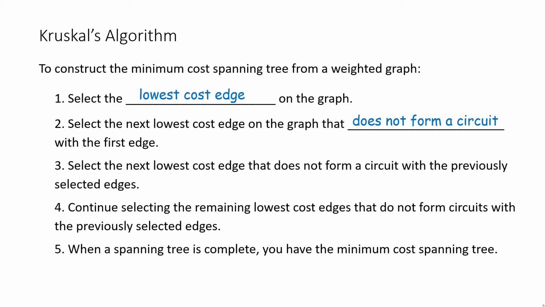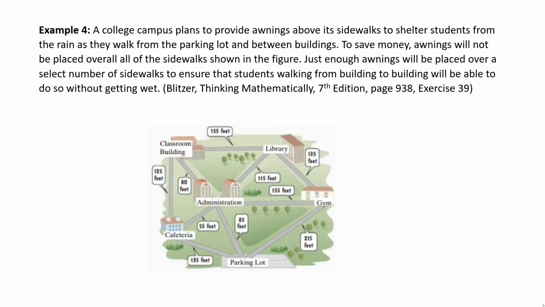cost spanning tree. Example, a college campus plans to provide awnings above its sidewalks to shelter students from the rain as they walk from the parking lot and between buildings. To save money, awnings will not be placed over all of the sidewalks shown in the figure. Just enough awnings will be placed over a select number of sidewalks to ensure that students walking from building to building will be able to do so without getting wet. This is exercise 39, page 938 from Blitzer's Thinking Mathematically 7th edition textbook.